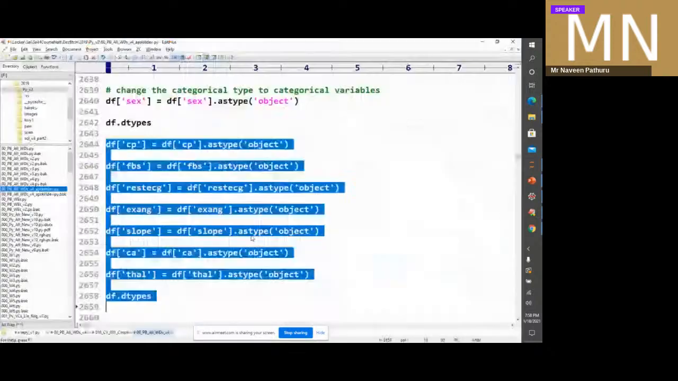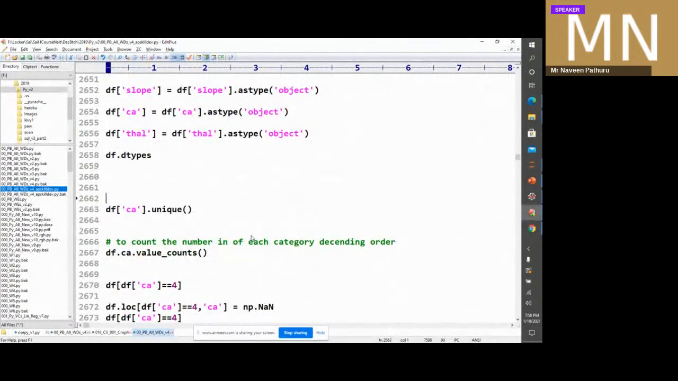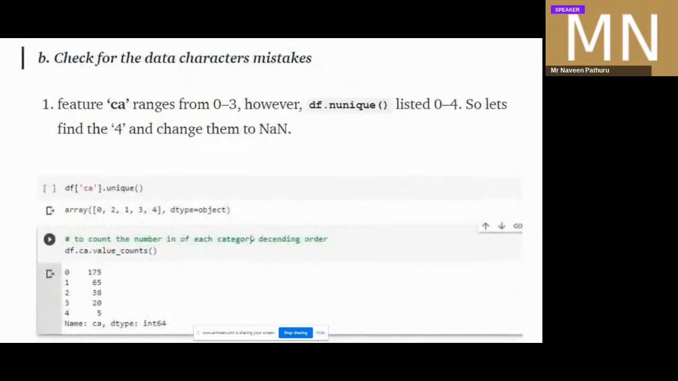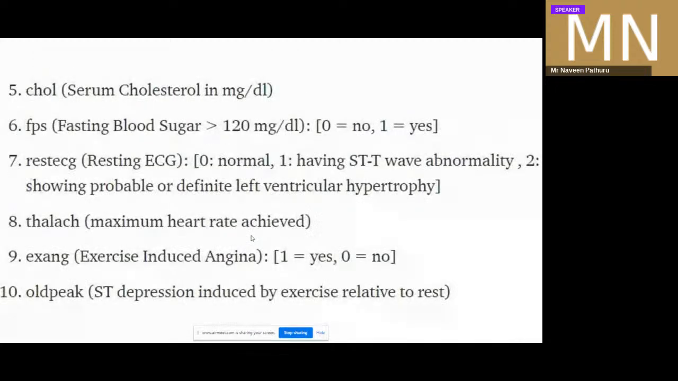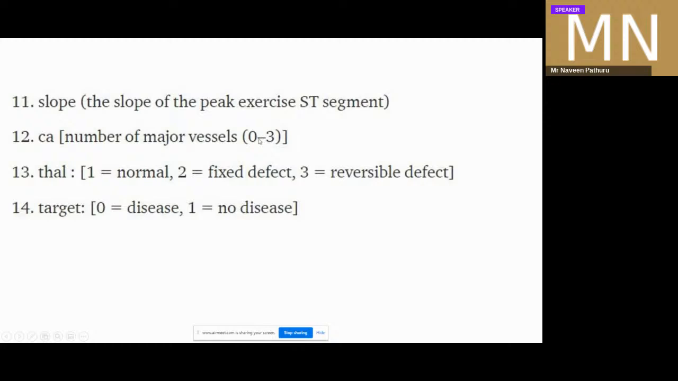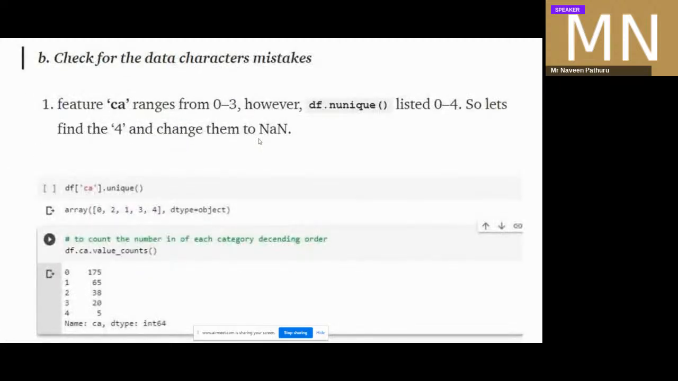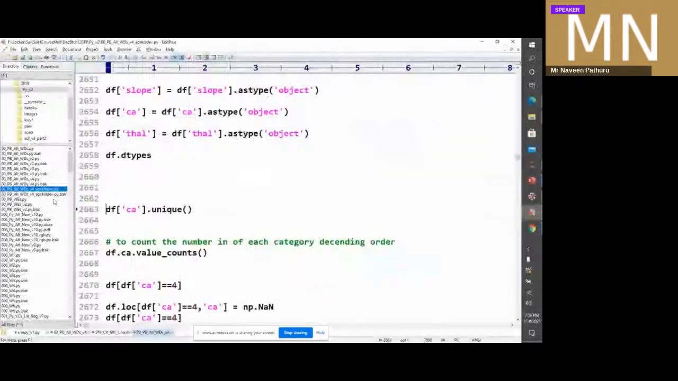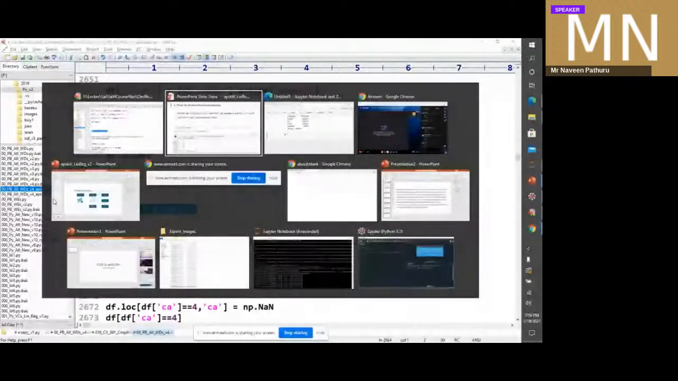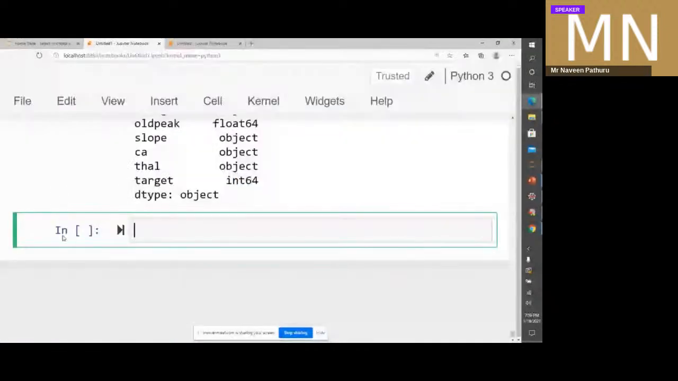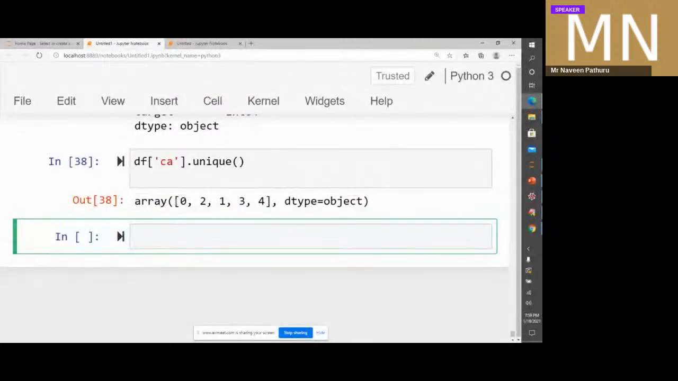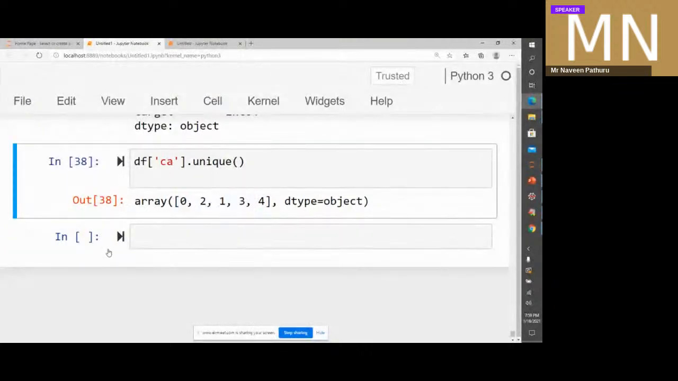Okay, so let's see, come back here, we have ca.unique. Let's see what is special about CA here. So feature CA, feature means the variable, guys. It ranges from 0 to 3. Let's step back here. So here we go, CA, number of major vessels is 0 to 3. Looks like there are 3 or maybe 4 values there. If you say nunique, it's giving us 4 values. So here we go, 0, 1, 2, 3, 4. But actually it looks like 0 to 3 are the valid values. So what is 4? 4 means there are some invalid values.